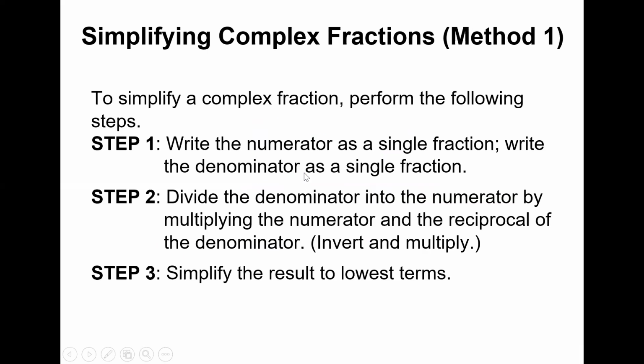Now, two methods to do this. Starting here is method one. To simplify a complex fraction, we perform the following steps. First, write the numerator as a single fraction, then write the denominator as a single fraction. Then divide the denominator into the numerator by multiplying the numerator by the reciprocal of the denominator. Basically, we keep the initial numerator the same, multiply by the reciprocal of the denominator, and then simplify if possible.